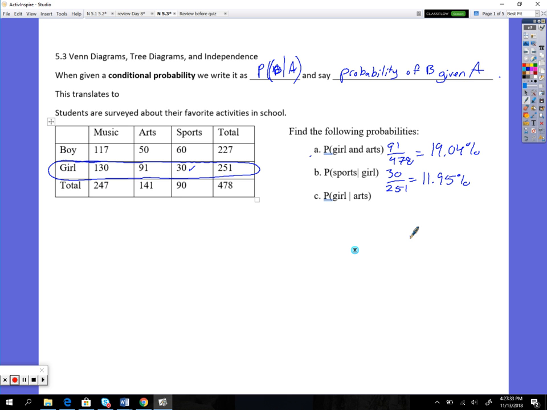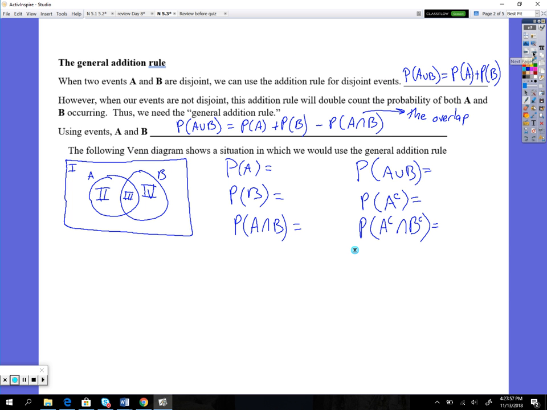So the next one is what's the probability that we select a girl given that they are interested in the arts? And so here we limit ourselves to given arts, and so girl is 91 out of 141. So that gives us about 64.54%.